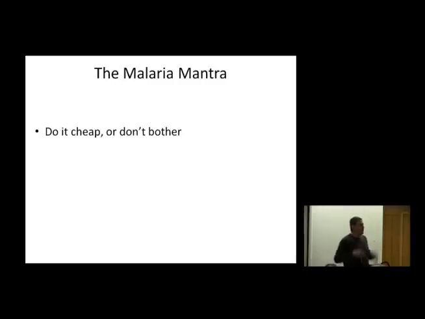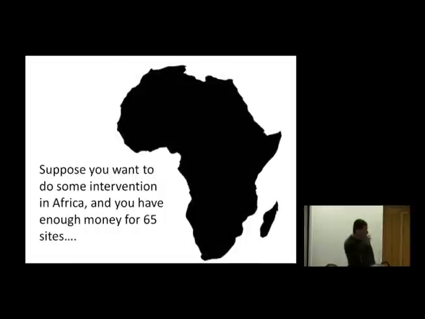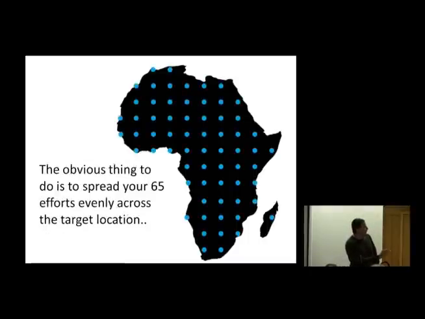So let me give you an example of why this is the case. Let's imagine that you have some money, and you're going to have some interventions in Africa. It could be bed net distribution, it could be spraying insecticides, it could be taking these fish and putting them in the ponds to kill the mosquitoes, whatever it is. And you have enough money to do 65 interventions, 65 doctors, entomologists, whatever it is, and you're going to try and solve the problem here in Africa. So naively, what you might do is simply say, okay, I'm going to be fair. I'm going to spread my interventions out evenly to 65 places in Africa.